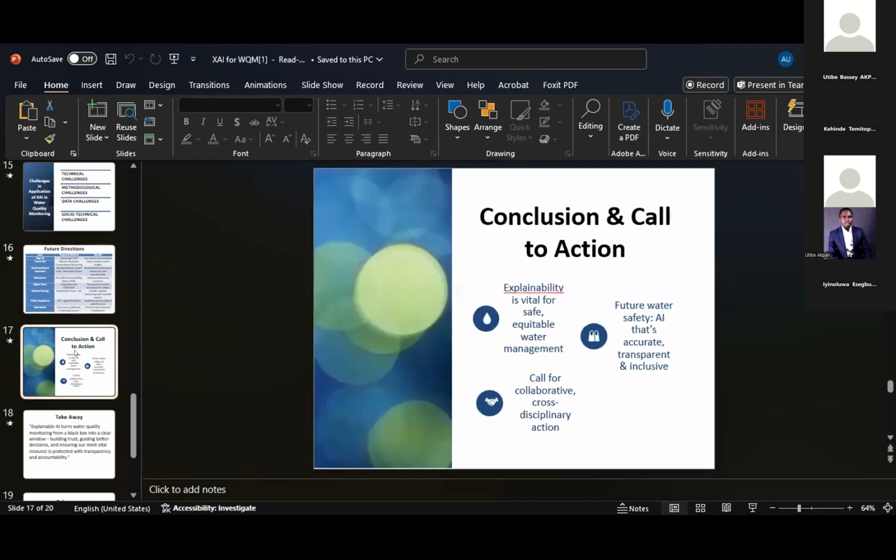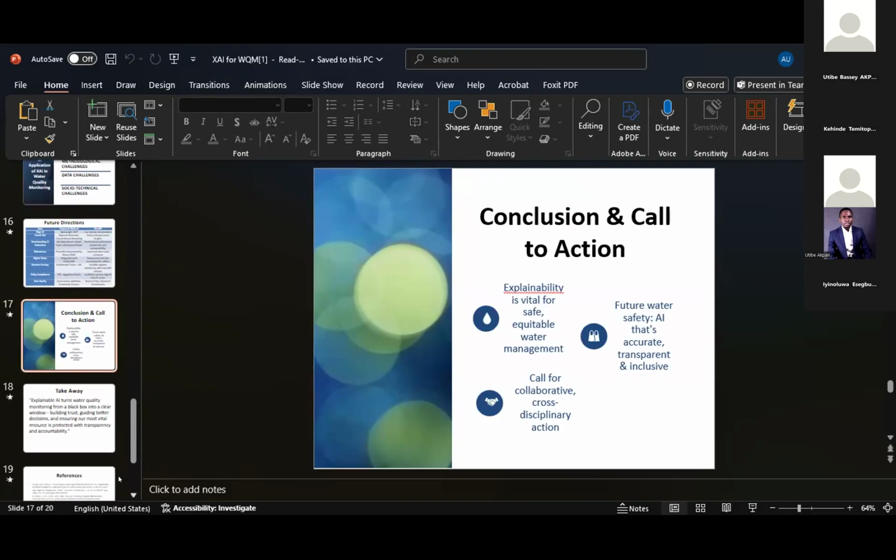Next slide, please. Now, my conclusion: explainable AI is vital for safe, equitable water management, but we need to collaborate with other stakeholders to ensure that its output gives the actual expectation, so that people learn what machine learning cannot produce in the real sense. Because we want to explain what the machine learning output is, we need to explain it in such a way that people also understand. So these are the reasons why we need to incorporate explainable AI in our machine learning models.